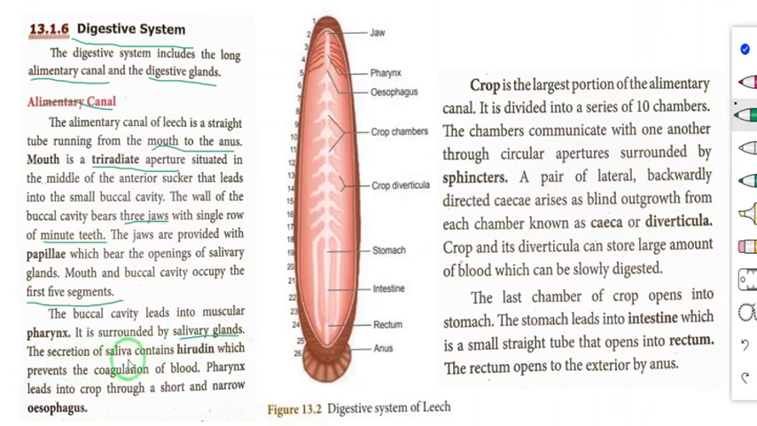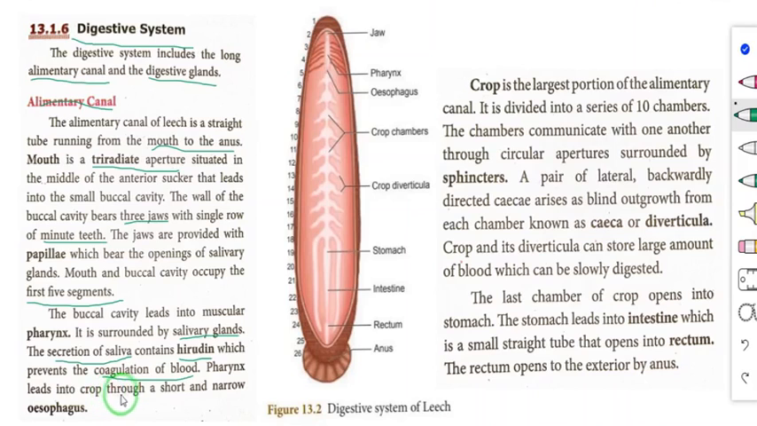The secretion of saliva contains hirudin, which prevents the coagulation of blood. The salivary glands produce saliva, and this saliva contains a substance called hirudin. What's the use of this hirudin? It prevents the coagulation, the clotting, of blood.